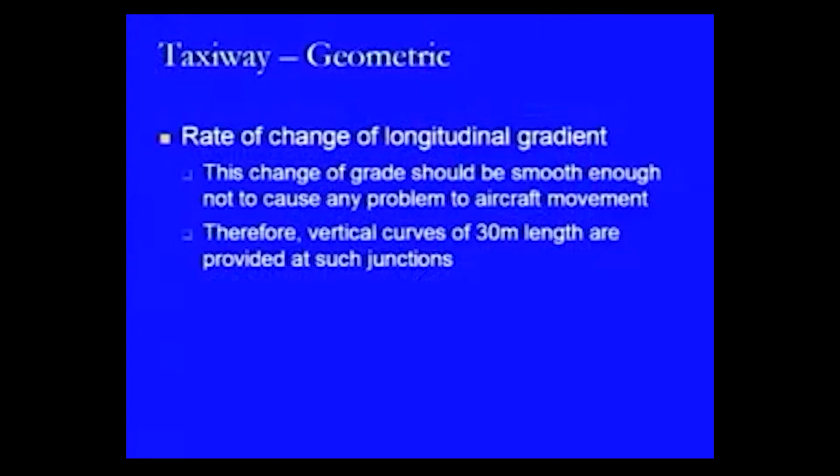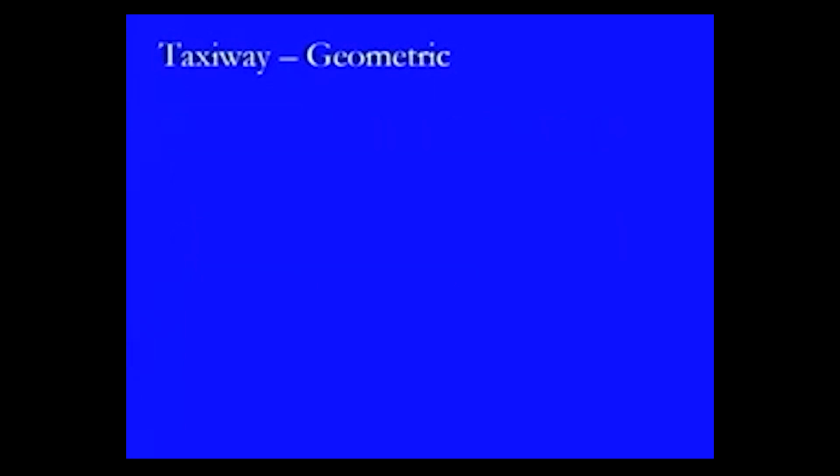And this smoothing obviously can be provided by the use of vertical curves, as we have seen in the case of runways, or we have also seen the same sort of conditions in the case of railways or highways, means the concept remains the same. Therefore, vertical curves of 30-meter length are provided at such junctions. So, there is another specification associated with this one, along with the rate of change. We are talking here about the vertical curve, and the length of the vertical curve is fixed at 30 meters.